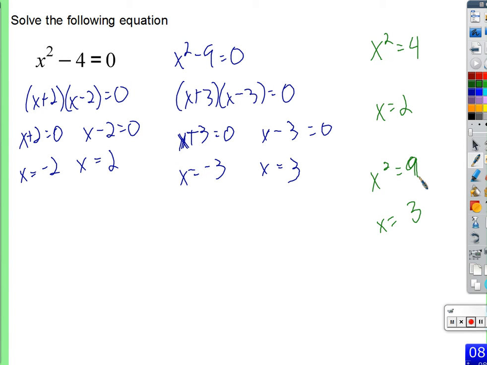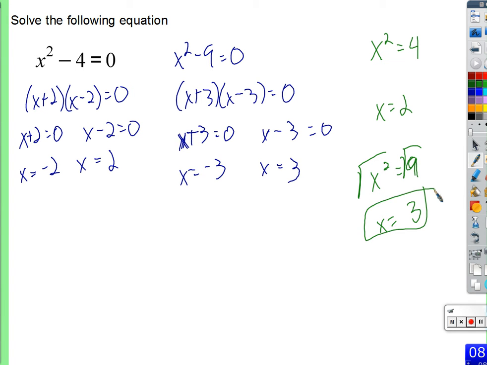We are saying what times itself equals 9. Not separating into two things added together, but separating into two things that multiply together. So it's kind of like the multiplication equivalent of dividing by 2. We're taking the square root, splitting it into two identical factors. And so we're taking the square root of both sides.